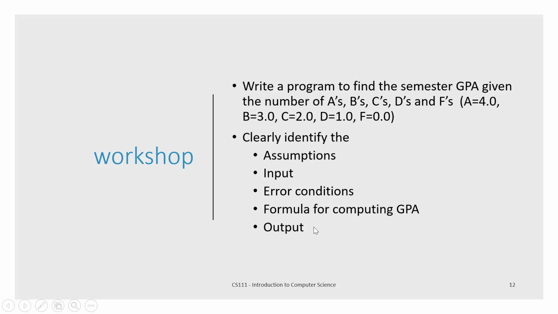What output do you want the user to see? In this case, it says find the semester GPA. So the output is a number that denotes the semester GPA. So how do we solve this problem? Let's take a look. First we read the number of A's, we read the number of B's, and then we read the number of C's, D's, and F's.